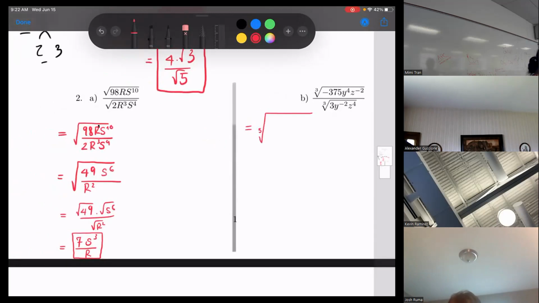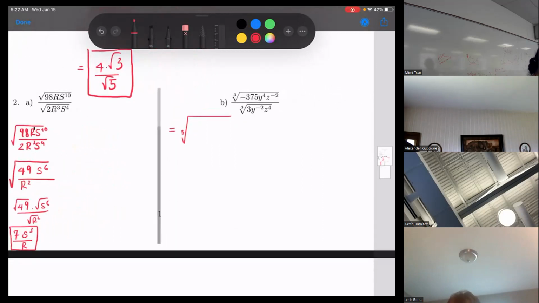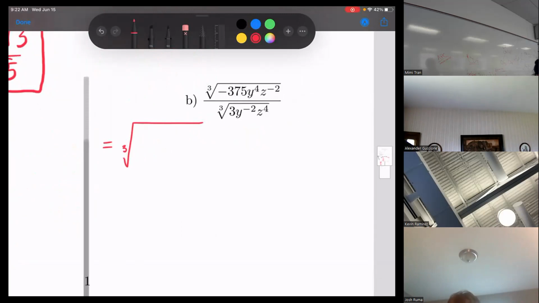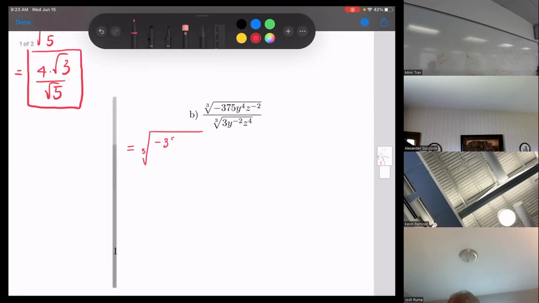We can divide 98 by 2. Same thing here. Maybe we can divide 375 by 3. But even if hypothetically you can't, you can still simplify the y and the z, right? So negative 375 y to the 4 z to the negative 2 over 3 y to the negative 2 z to the 4.